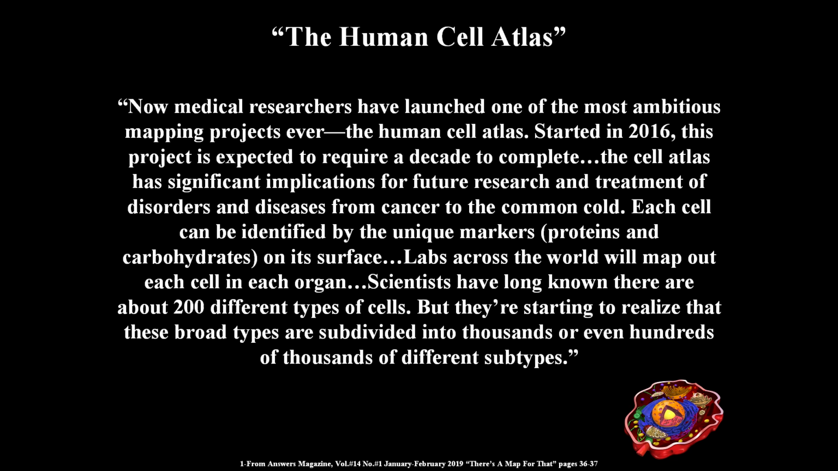Labs across the world will map out each cell in each organ. Scientists have long known that there are about 200 different types of cells, but they're starting to realize that these broad types are subdivided into thousands, even hundreds of thousands of different subtypes. Okay, let's stop right there. As you can see, the deeper you get into the cells, it's like a whole new universe. And I'm doing it just briefly, guys.